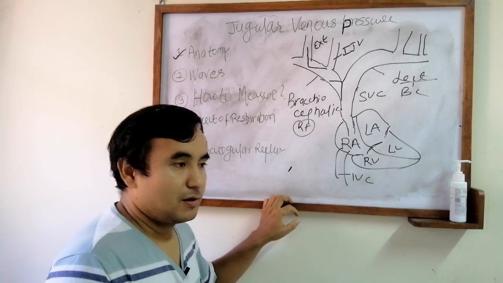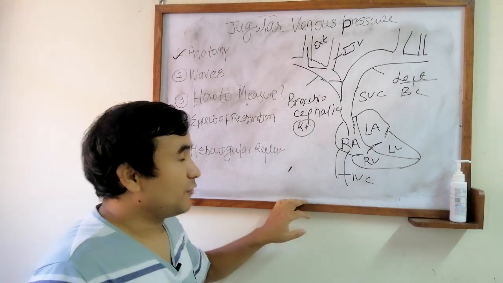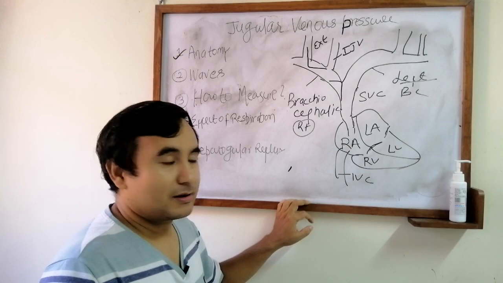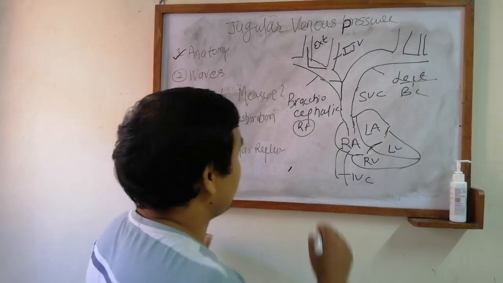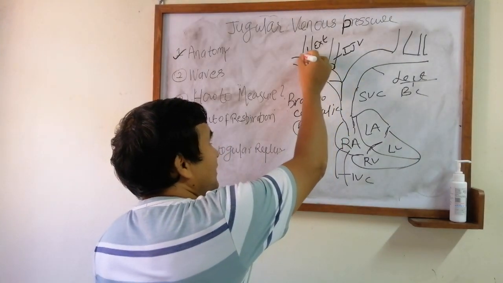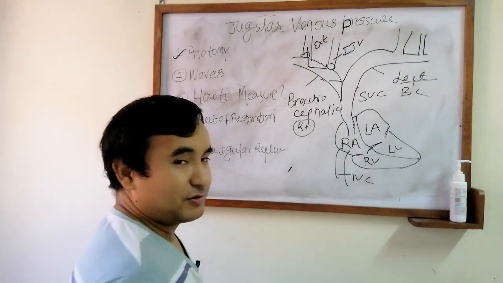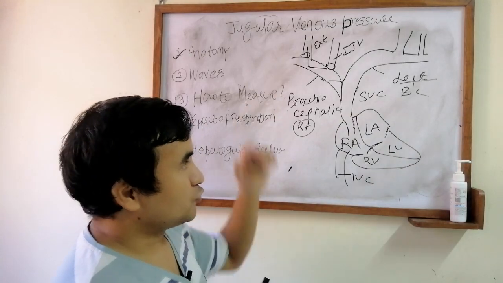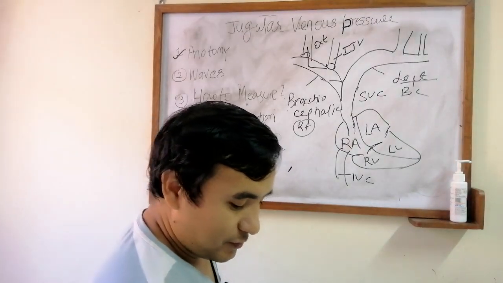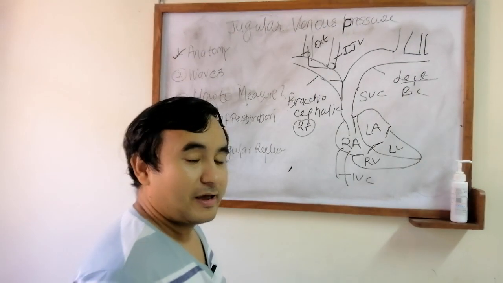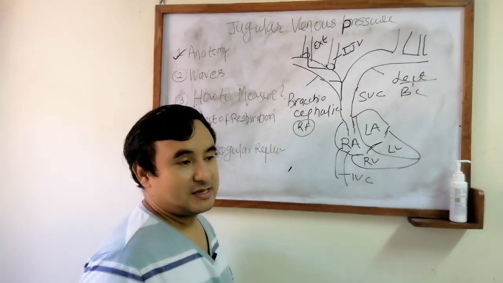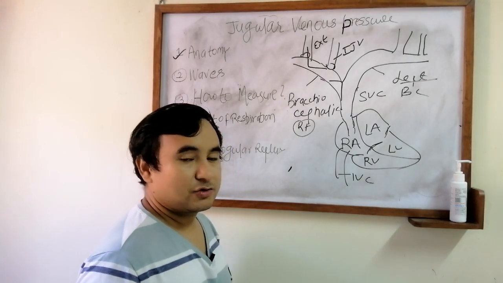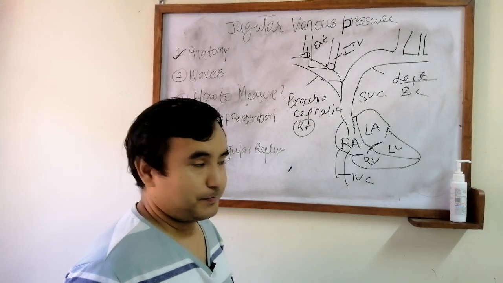Some books say there is no valve in the internal jugular vein, but the latest updates are that there are definitely valves even in the internal jugular as well as the external jugular vein, but these are functional valves. So even the internal jugular vein contains a valve. These are functional valves, and they don't make a difference in the phasic flow of blood from the internal jugular vein to the superior vena cava and the right atrium.